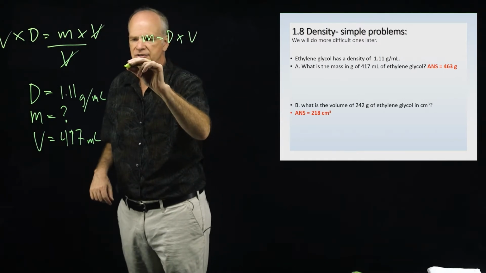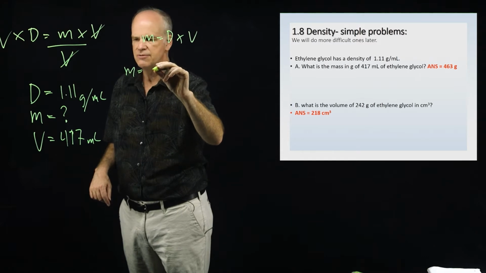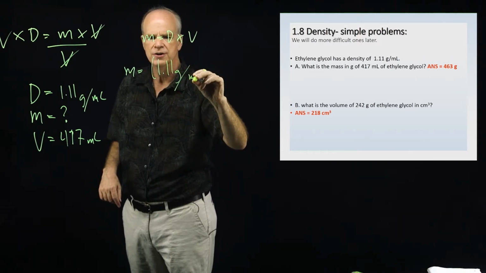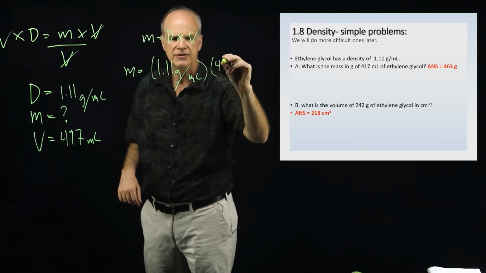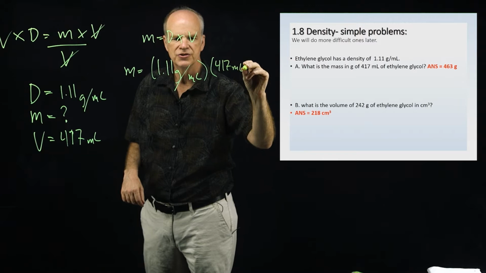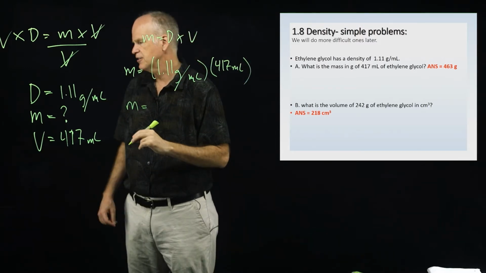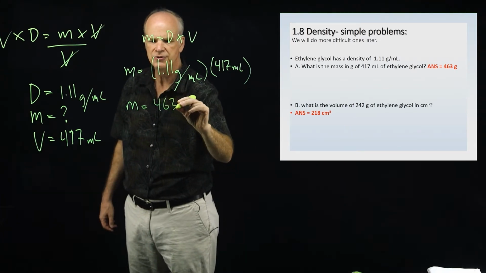Let me go ahead and do that. M is equal to D, which is 1.11 grams per milliliter, times V, which is 417 milliliters. If you do the math on the calculator for that, you should get the answer, which is 463 grams.